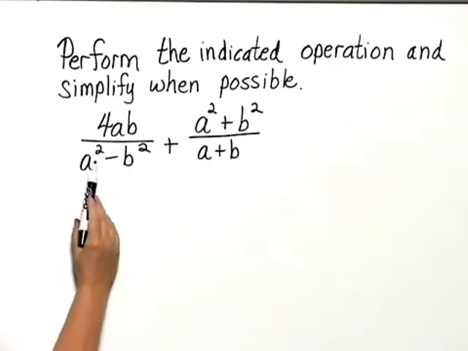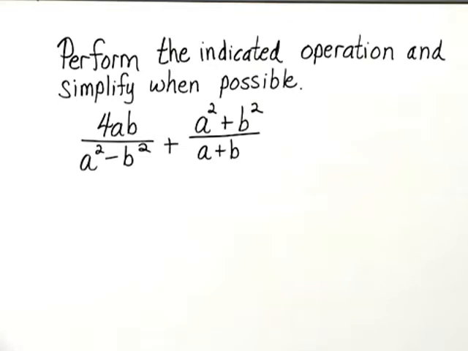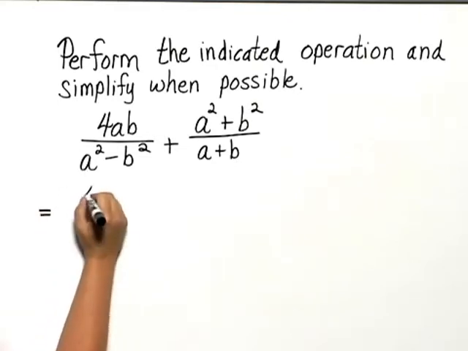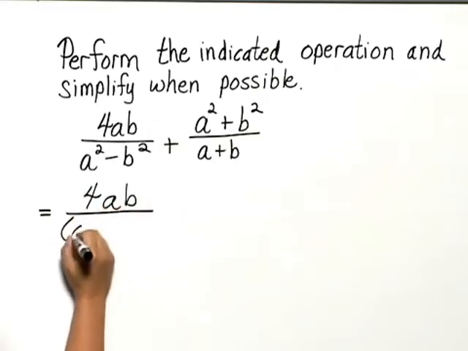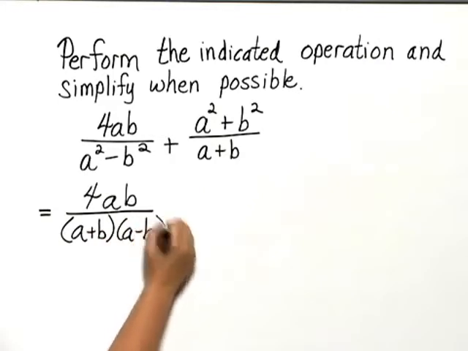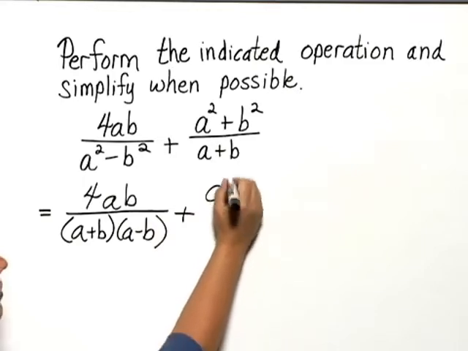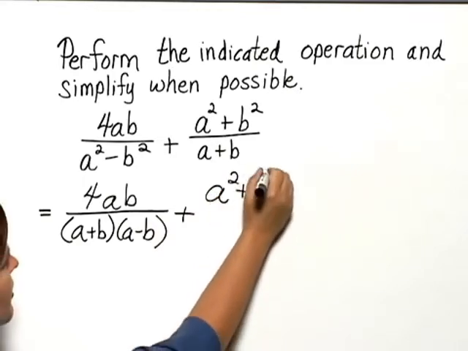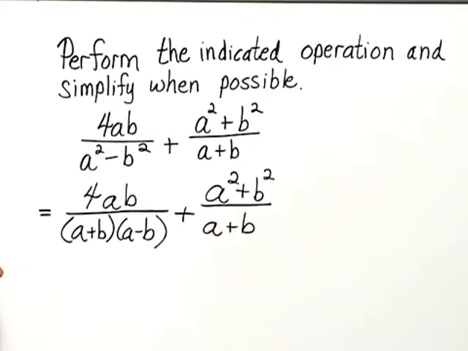The denominators are a squared minus b squared and a plus b. Let's begin by factoring the denominator a squared minus b squared. That gives us 4ab over a plus b times a minus b. And then we'll copy the rest of the expression here, a squared plus b squared over a plus b. And a plus b doesn't factor.